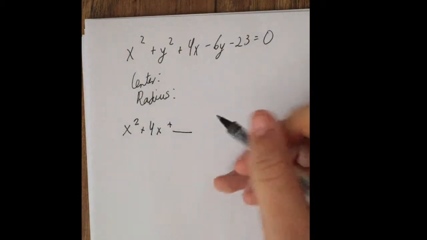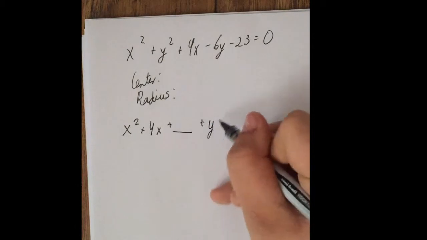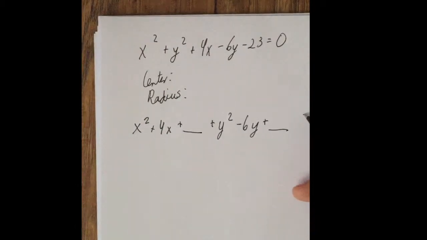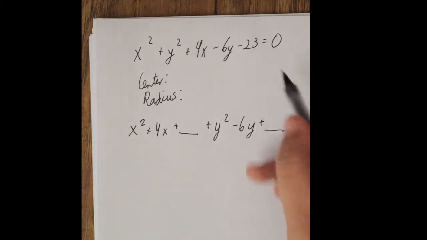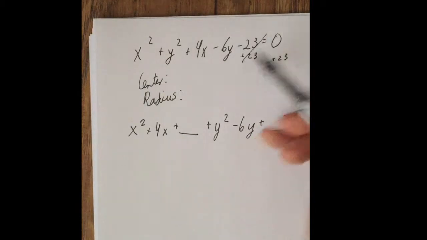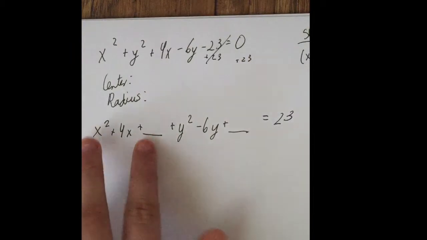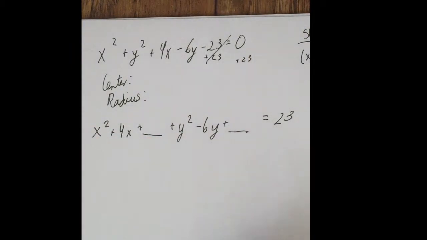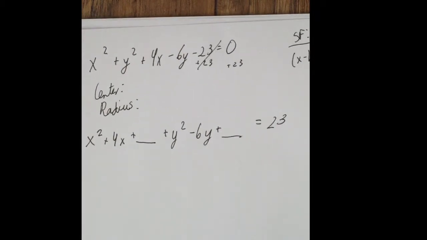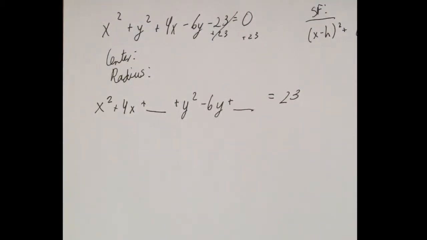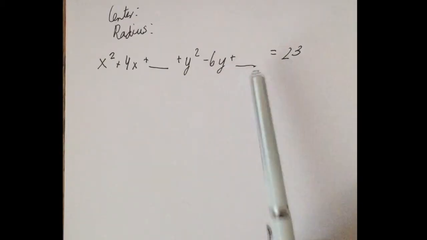x squared plus 4x, plus a blank, plus y squared minus 6y, plus a blank, equals, add this, 23, to cancel it out, 23. You do this in order to group the x's and the y's, and the leftover 23 you put on the right side, because whatever you add on to each of these, you need to add on to the right side too. In order to find the numbers, you will need to complete the square.